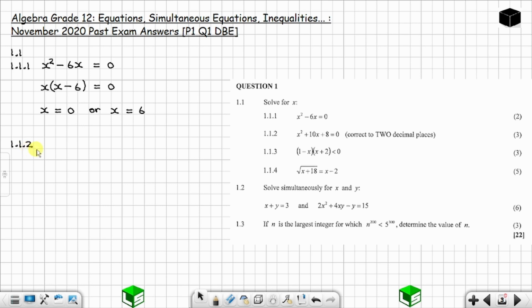The question is x squared plus 10x plus 8 is equal to 0. You can see you need to solve for x correct to 2 decimal places. There is no need for you to stress, because they are telling you that you need to find your answer to 2 decimal places. This tells you that you can just go and use your quadratic formula.